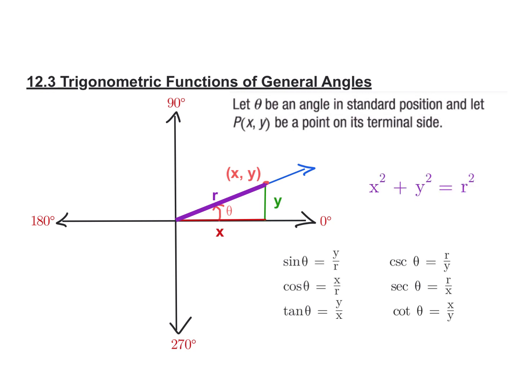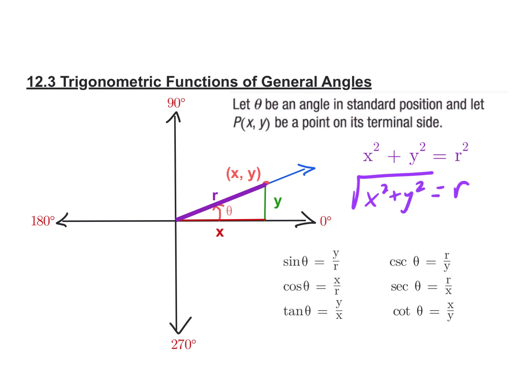Okay? The Pythagorean theorem here, x squared plus y squared equals r squared, which means, what is r? How do I solve for r? X squared plus y squared. The square root of it. The square root of x squared plus y squared.